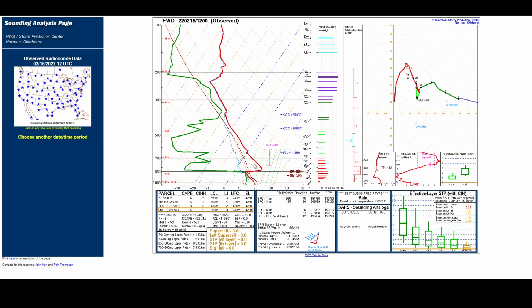This is what we call the cap. Once it lifted above basically 5,000 feet, then the temperature started decreasing again. But this is a very significant increase in temperature. This is a strong warm layer. Again, this is 6 o'clock this morning.